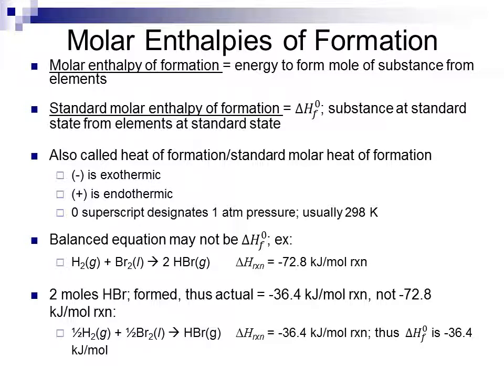So to rewrite the equation then, 1/2 H2 as a gas plus 1/2 Br2 as a liquid produces HBr as a gas. This has an enthalpy of reaction of negative 36.4 kilojoules per mole reaction, and thus a heat of formation of negative 36.4 kilojoules per mole. Now this applies only to the given state, for in this instance HBr as a gas.